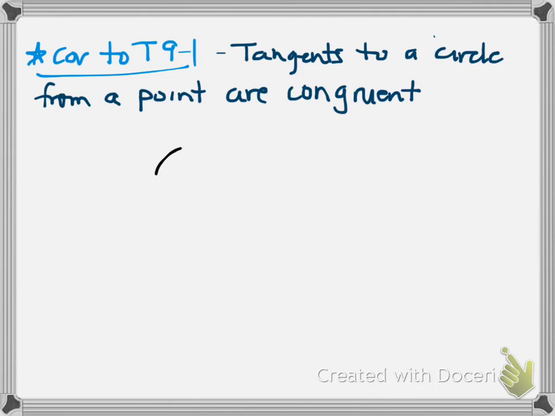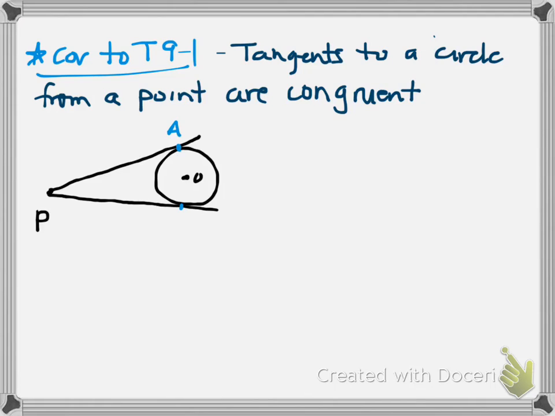So I have a circle. Circle O. And let's say I have some point randomly out here. We'll call it P. And I'm going to draw more than one tangent to my circle. I'm going to label my 2 points here. This point of tangency would be point A. This point of tangency would be point B. According to this particular theorem, what it's saying is that the segment PA would be congruent to the segment PB.